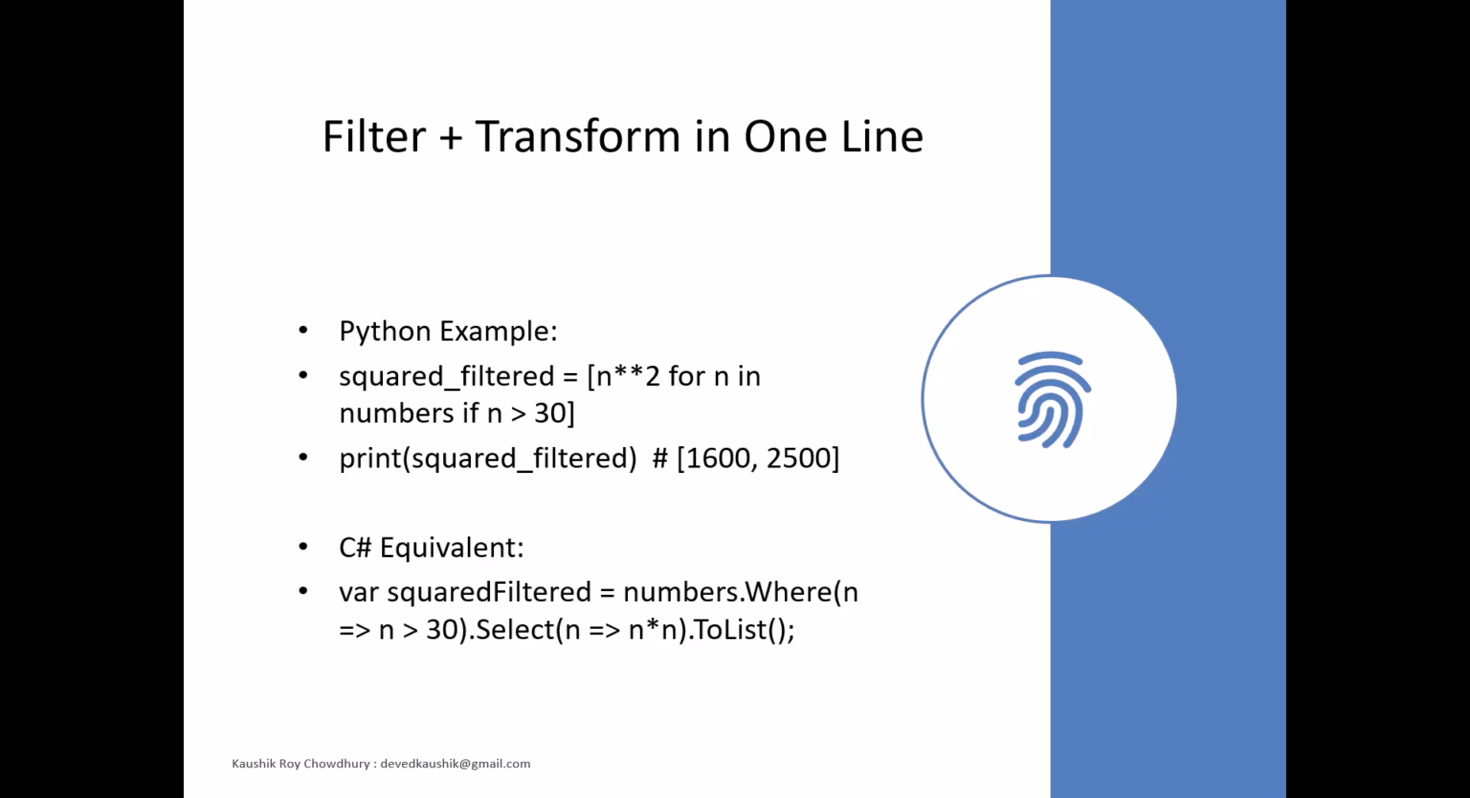And the C# equivalent is var squareFiltered. Numbers, again assuming it is the list, which we'll see, a list of integers having the same elements 10, 20, 30, 40, 50, dot Where clause. And we'll get the answer.